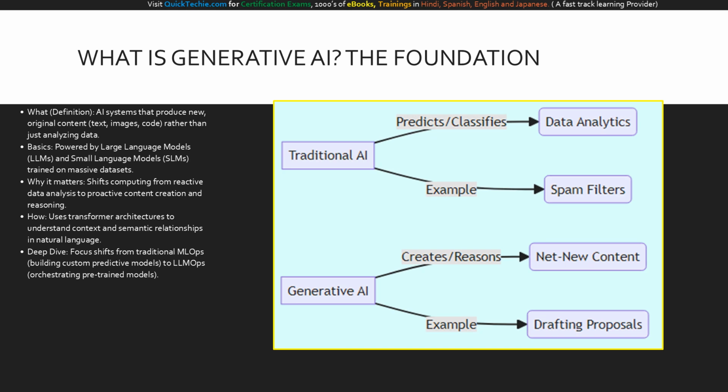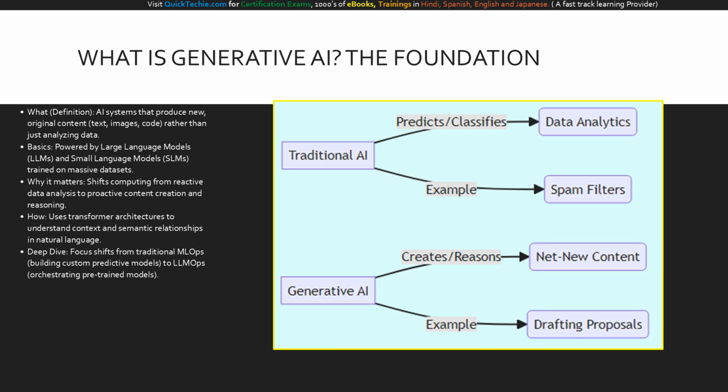What is generative AI? While traditional AI was built to analyze data and make predictions, generative AI uses massive pre-trained models, large language models, or LLMs, to create entirely new content. We're talking text, code, images, and even audio. Why does this matter to you? Because it shifts our focus from merely understanding the past to actively generating solutions for the present.